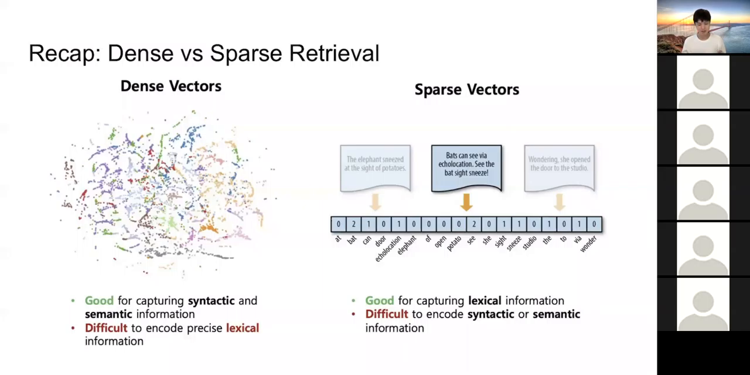Dense vectors have exactly the opposite advantage and disadvantage. The advantage is that they can actually encode syntactic and semantic information, so they can compare words that have different surface forms but similar meanings. But the relatively bad thing about dense vectors is that it's really difficult to encode precise lexical information.